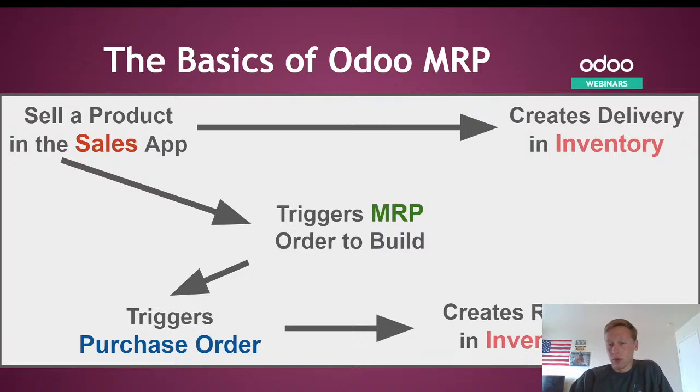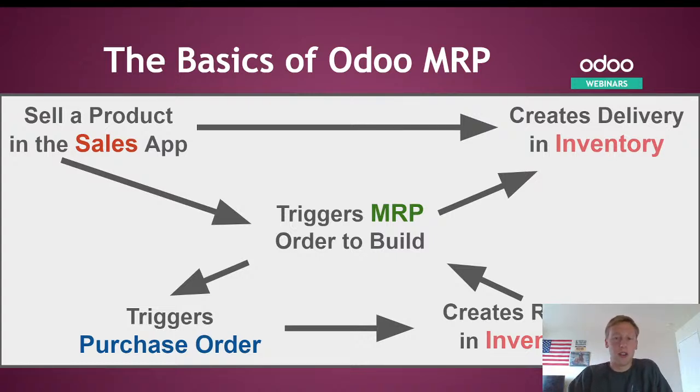So those purchase orders will create receipts in the inventory app, and once we receive the products, we'll fulfill the order, we'll build the finished products, it will come back to the inventory for the delivery to be fulfilled, and we'll deliver the finished product to the customer. All right. So those are typical workflows for manufacturing in Odoo.